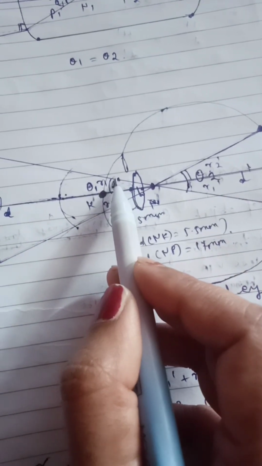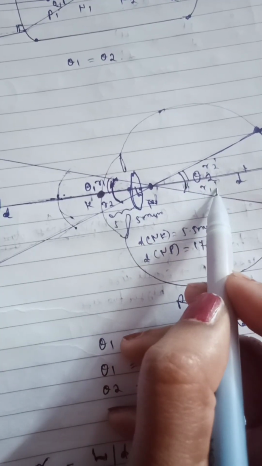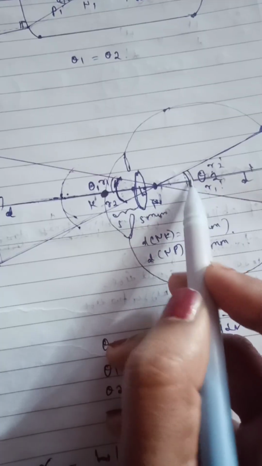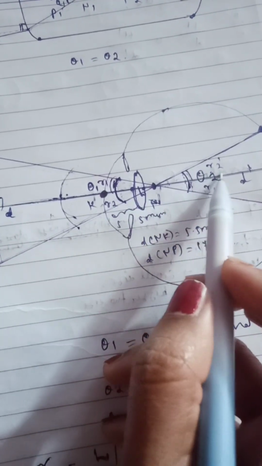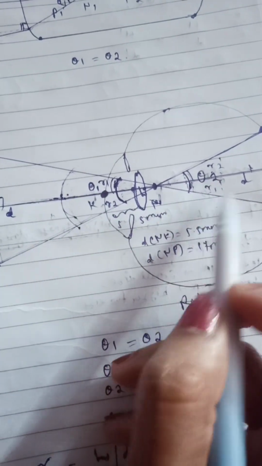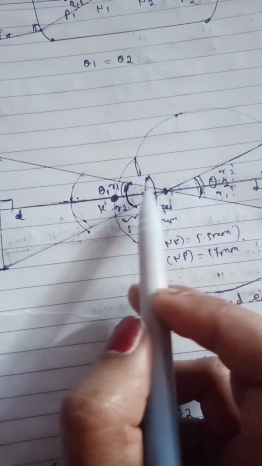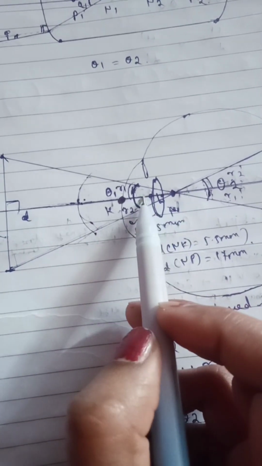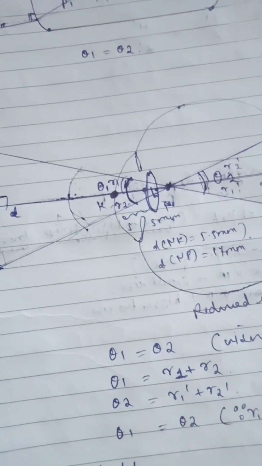Now this r1 angle is equal to this r1 dash angle, and this r2 equals this r2 dash. So these two angles and these two angles are the same, because there is no deviation that takes place at the nodal point of the eye. There is no angular deviation of the rays at the nodal point of the eye.